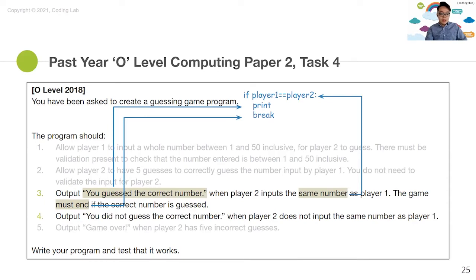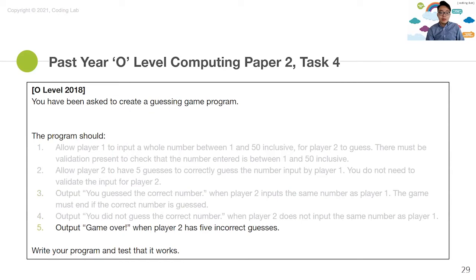Next, output "you did not guess the correct number" when player 2 does not input the same number as player 1. So for this case, if the two numbers are different, we are going to have an else statement to print out a different message.